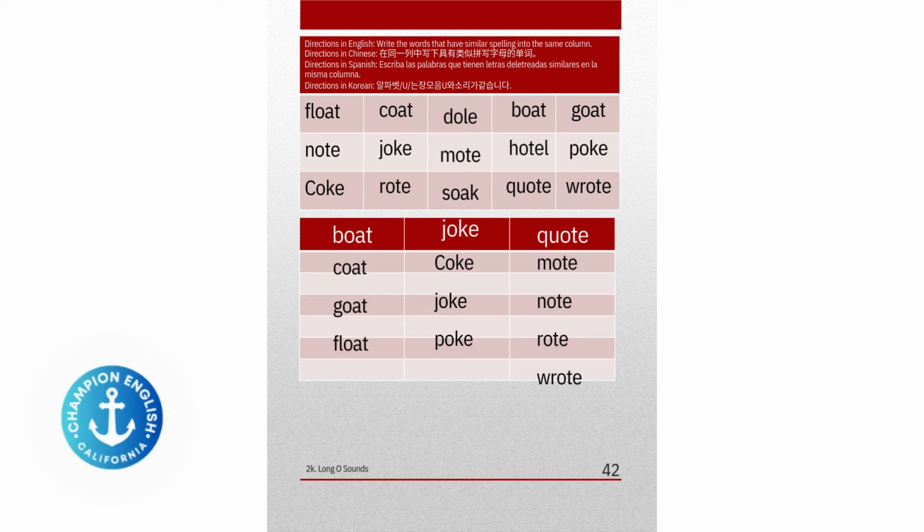Okay, students, and now let's check your work. You should have written in the first column under boat. Can we say that together? Boat. That's right, it's boat. You should have written coat, goat, and float.